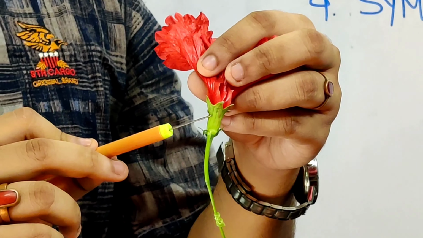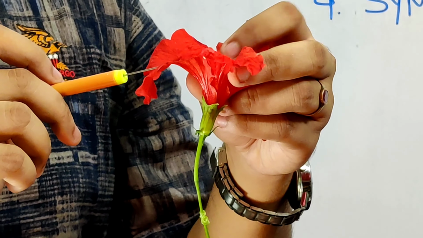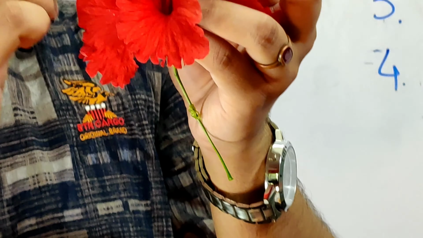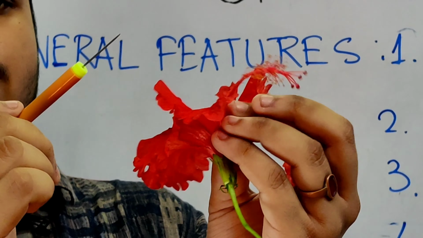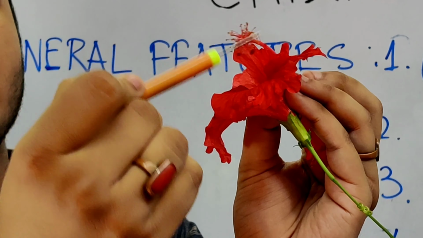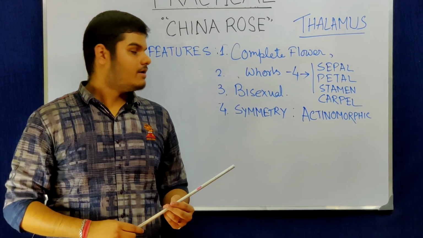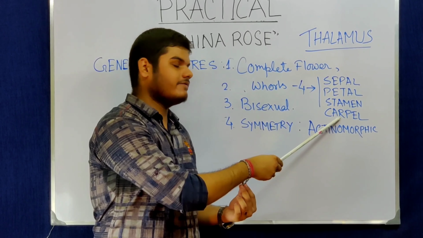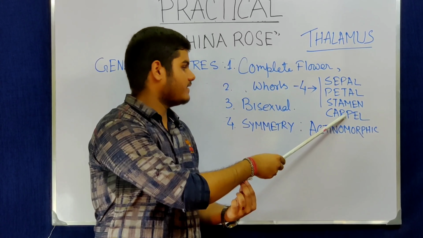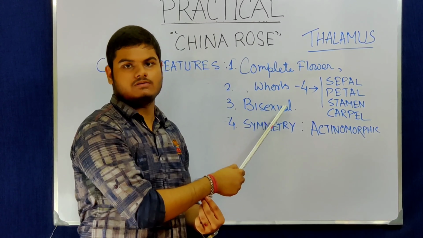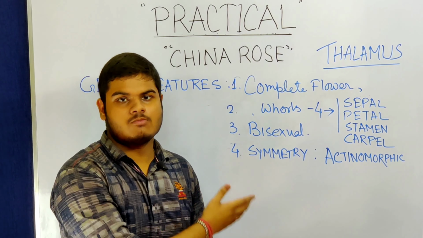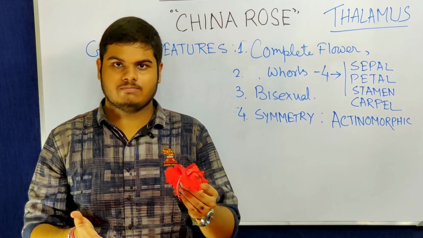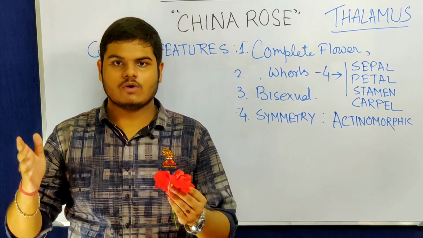These are sepals, collectively called calyx. These are petals, collectively called corolla. This part is called androecium and this part, here you can see, is called carpel. As it has stamen, the male reproductive part, and carpel, the female reproductive part together, hence it is called bisexual flower. According to the symmetry, it is actinomorphic flower because if we cut the flower in any vertical plane, then it divides into 2 equal halves.